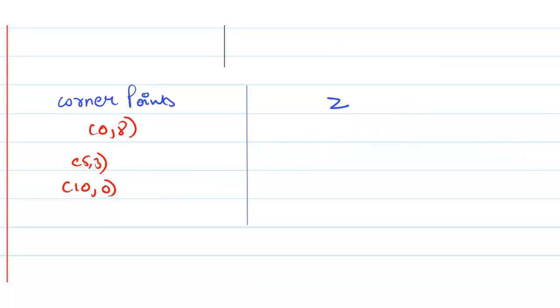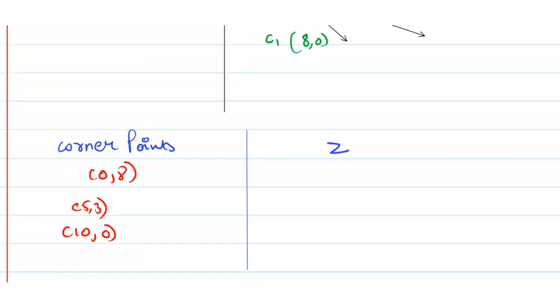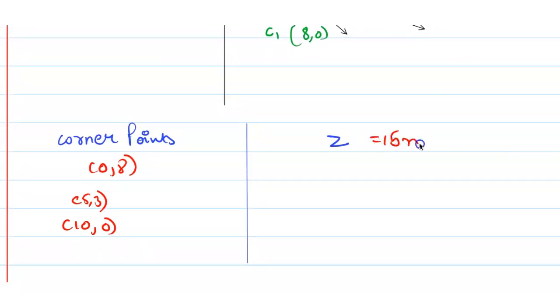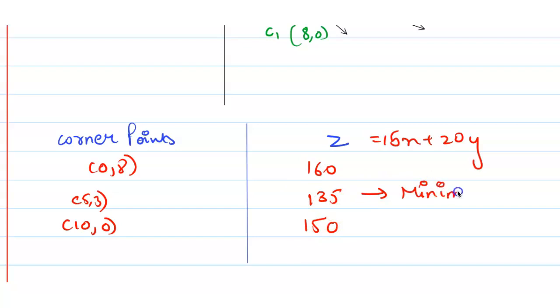Now what was your Z? Z was equal to 15x plus 20y here. So here if I put 0, 8, it will be 160 here. 5, 3 will give me 135 and 10, 0 will give me 150. So this here, as you can see, is your minimum value.